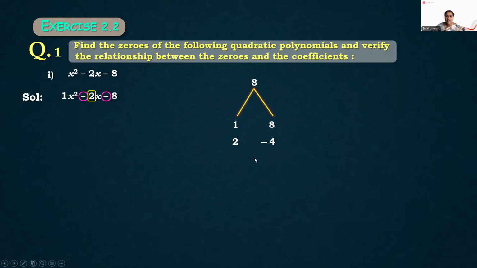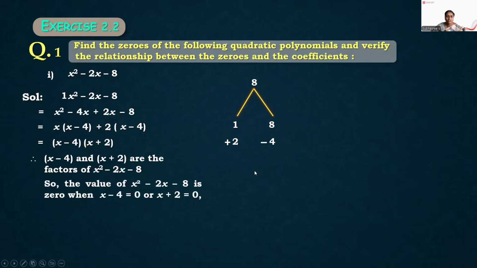To get the minus sign, for the greater number I will give minus. Minus 4 into plus 2, I will get minus 8. Minus 4 plus 2 will be minus 2. Clear? What I did, they have done. You can check now. x square, x into x minus 4 plus 2 into x minus 4. Common on both sides, write one time x minus 4 and x plus 2. These are the factors. When you equate to 0, x minus 4 equal to 0 means x is equal to 4. x plus 2 equal to 0 means x equal to minus 2.